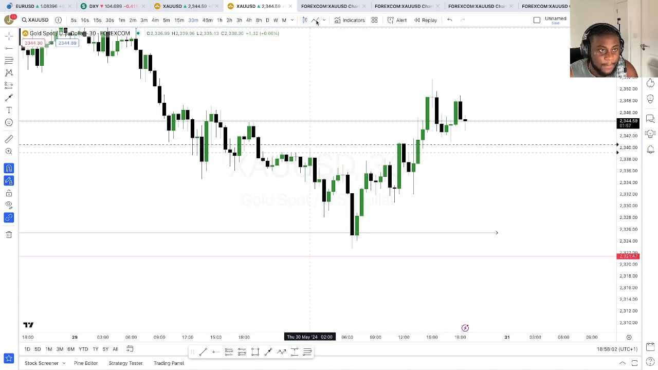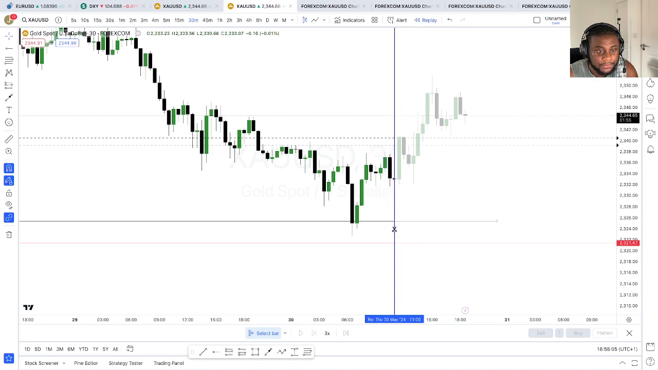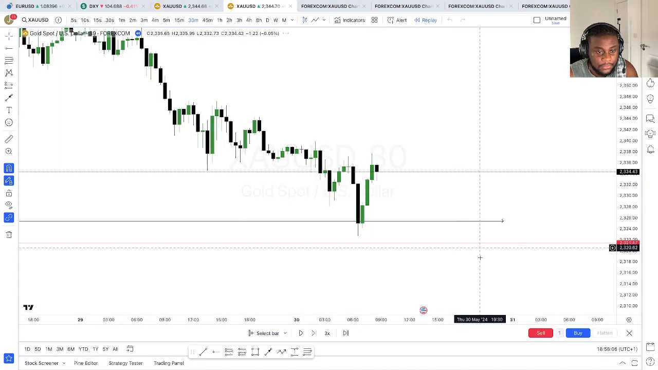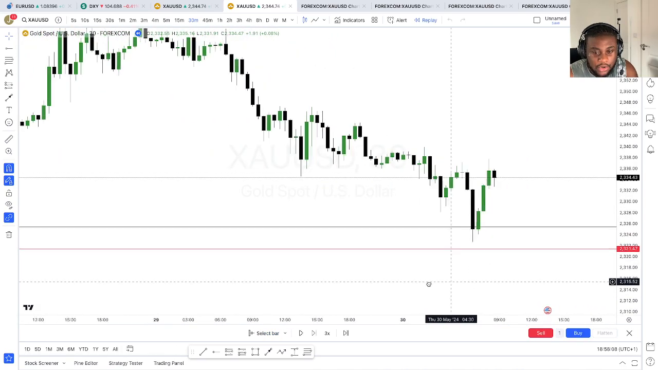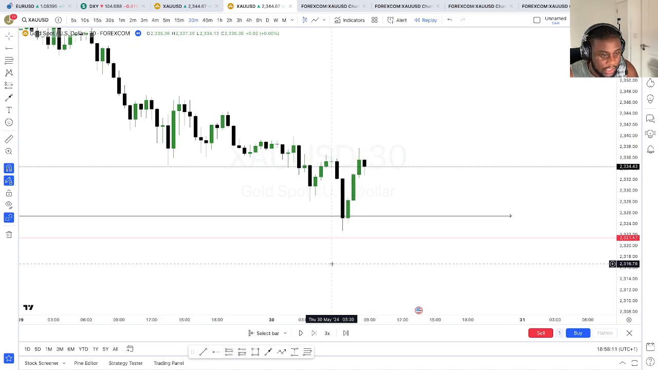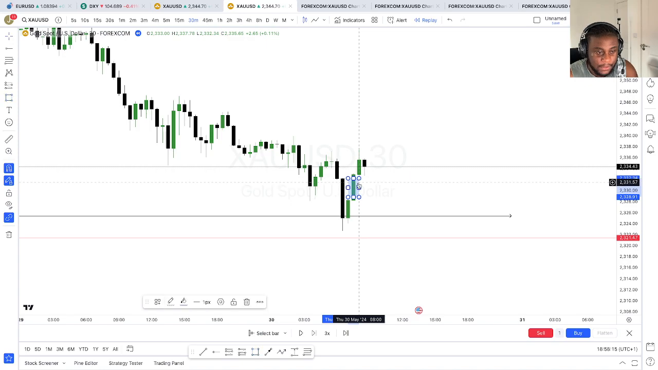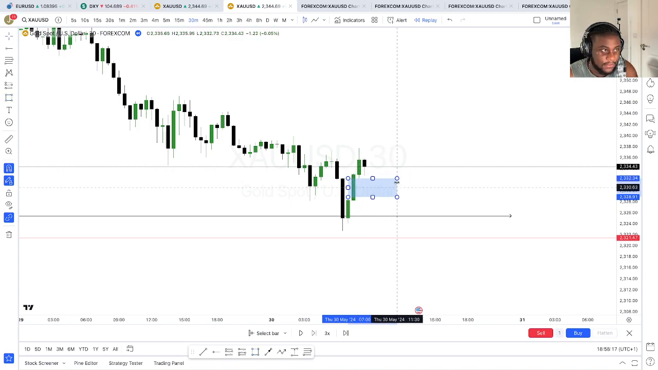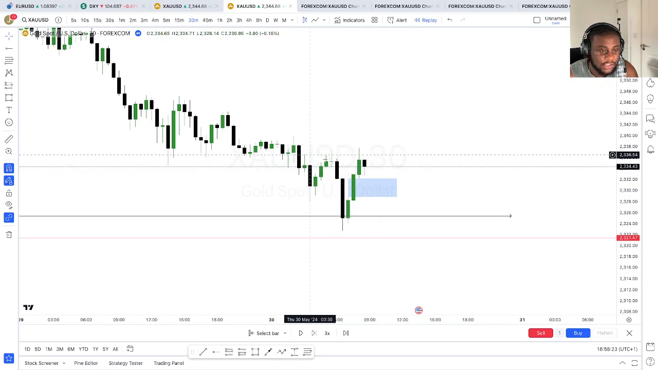So let's just use the replay tool. I'm always constantly scanning for potential changes of structure, and I'm always scanning for potential areas. Inside this area, we have this 15 slash half hour imbalance that's been formed after we've taken out that high. Whenever price shifts or breaks structure, we want to see imbalance being created.